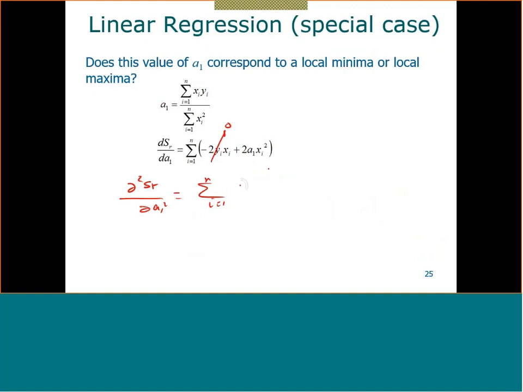And it is very clear that for any values, this is always more than 0. Whether xi is positive or negative, this will always be greater than 0 because it's xi squared. And if the second partial derivative is greater than 0, it means that this is actually a minimum, and this is what we want. Make sure that this is a minimum. This is the minimum error that we will get.